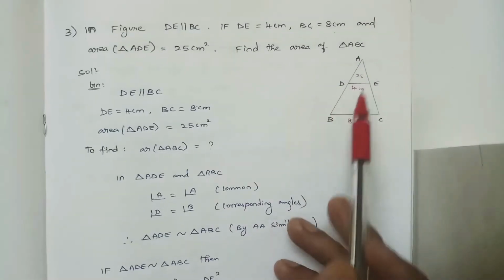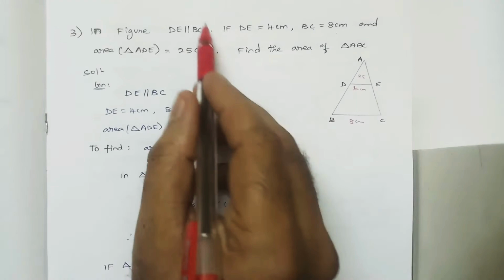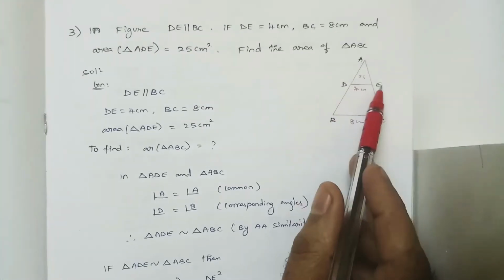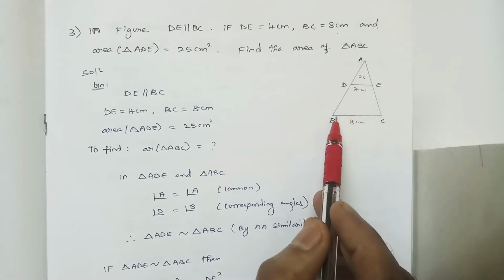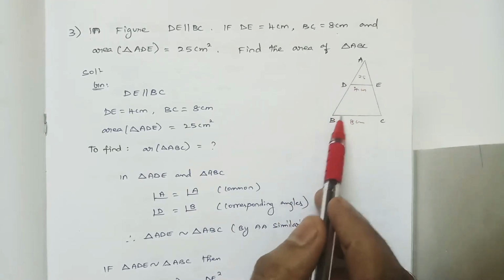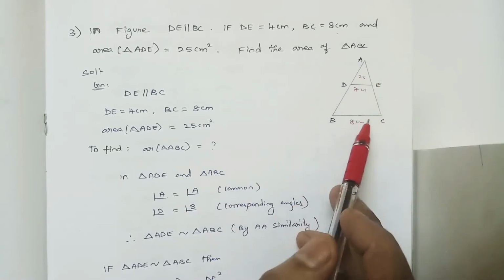So for proving these two triangles are similar, is there any given? Yes, we have one given. What is it? DE is parallel to BC. If DE is parallel to BC, then the corresponding angles, angle D is equal to angle B. Angle A is common for both the triangles. So by AA similarity, these two triangles are similar.